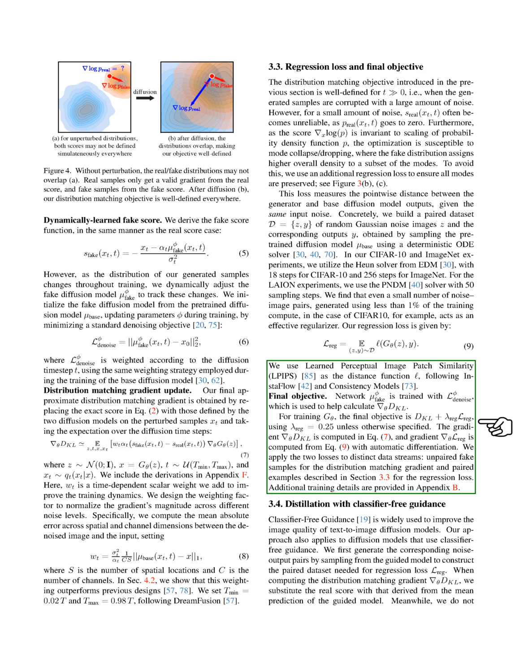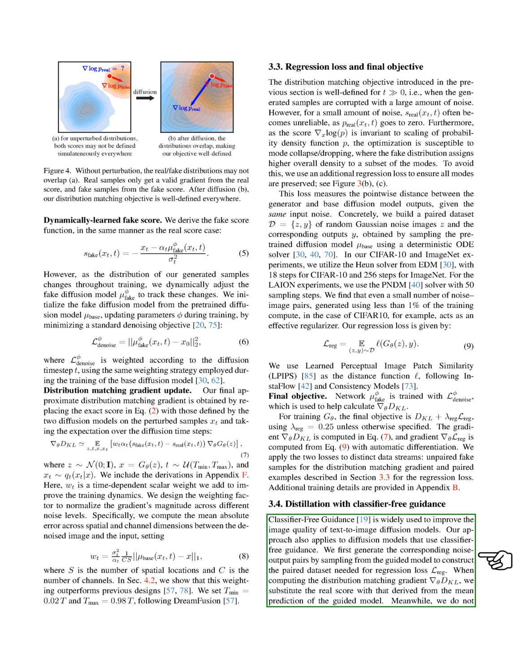We apply the two losses to distinct data streams, unpaired fake samples for the distribution matching gradient and paired examples for the regression loss. We also use classifier-free guidance to improve the image quality of text-to-image diffusion models. We generate the corresponding noise output pairs by sampling from the guided model to construct the dataset needed for the regression loss. When computing the distribution matching gradient, we substitute the real score with that derived from the mean prediction of the guided model.